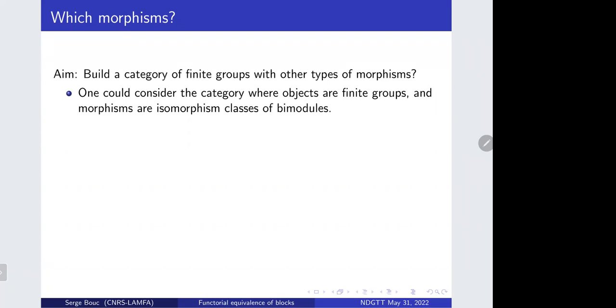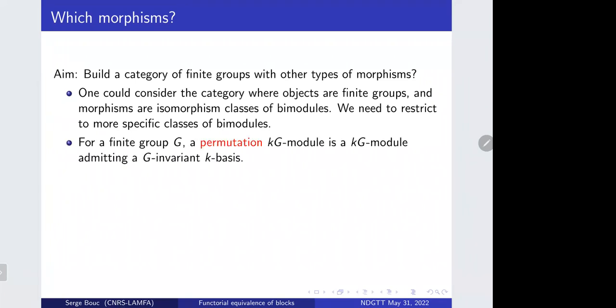So it's probably not a good idea to build a category where we have no hope to say anything interesting on the morphisms. So the idea is now to restrict to more specific classes of bimodules. We are looking for specific classes of modules over finite groups, and the first idea is to consider permutation KG modules. So what is that? It's a KG module which admits a K-basis which is globally permuted by the group G. And that's a very nice notion.